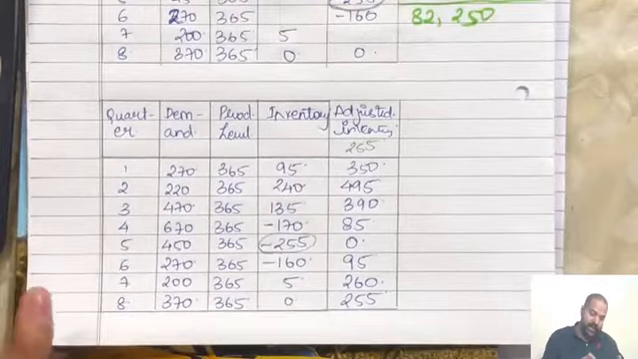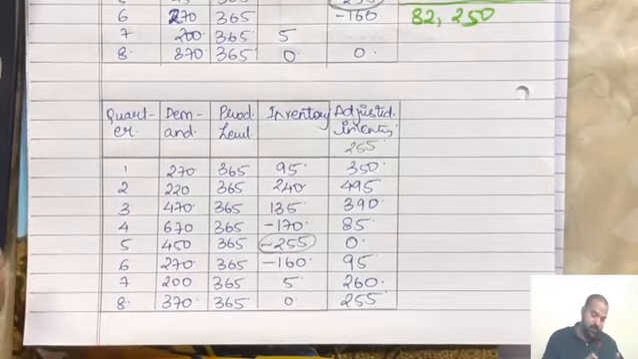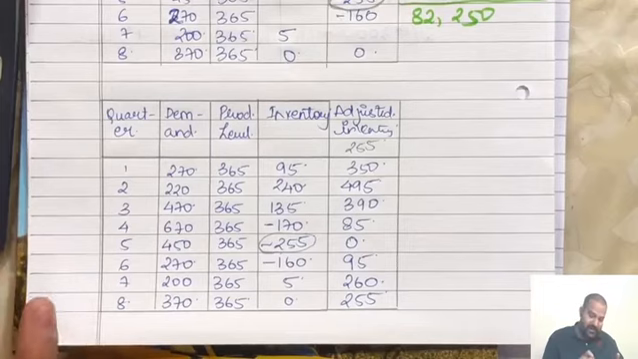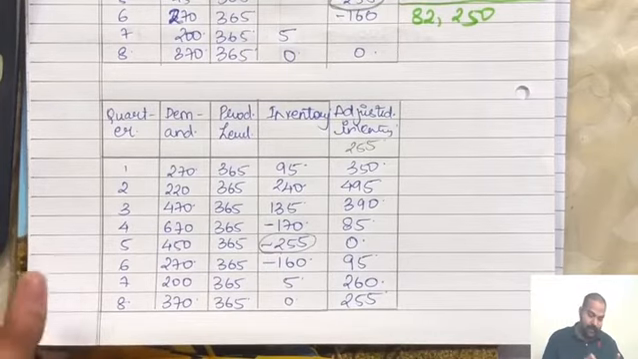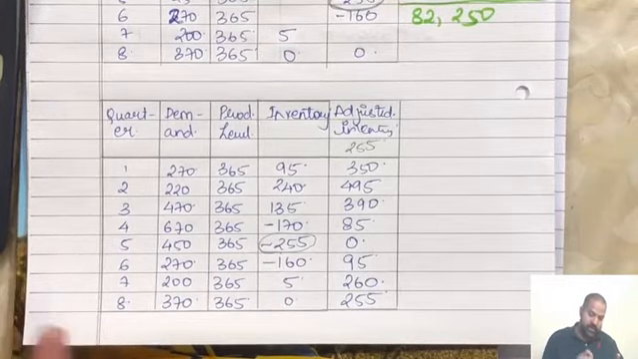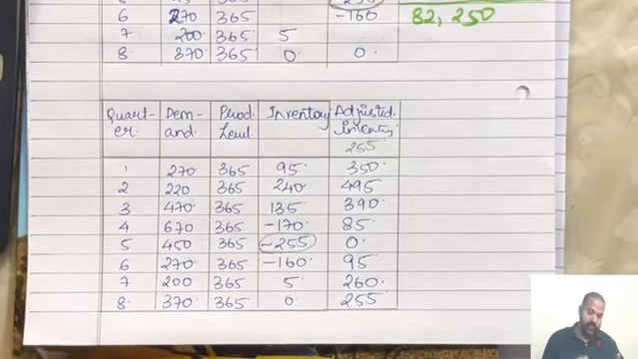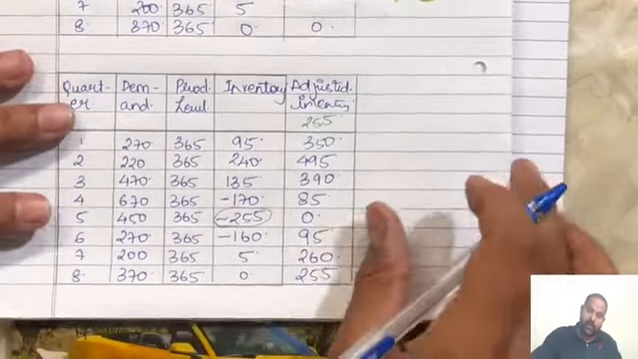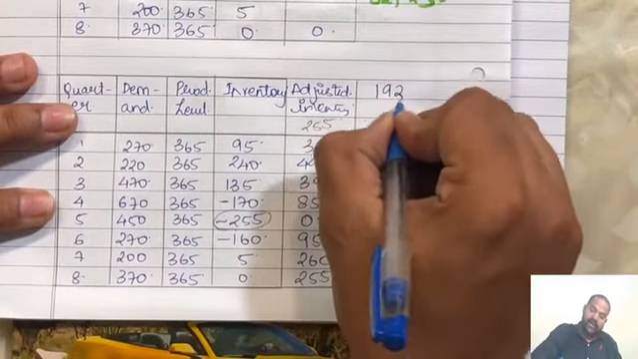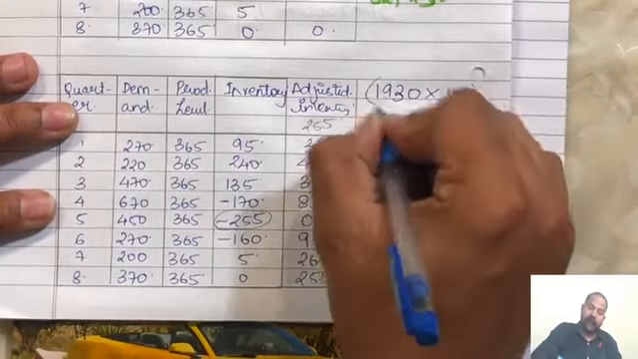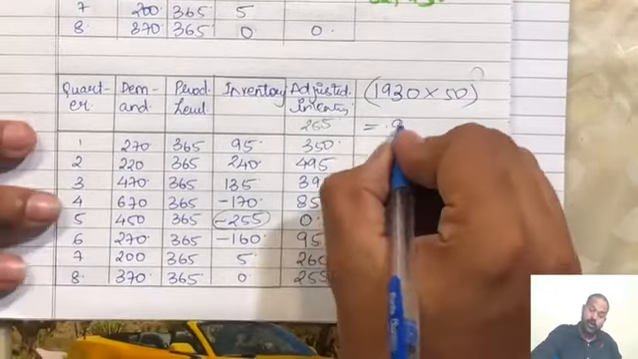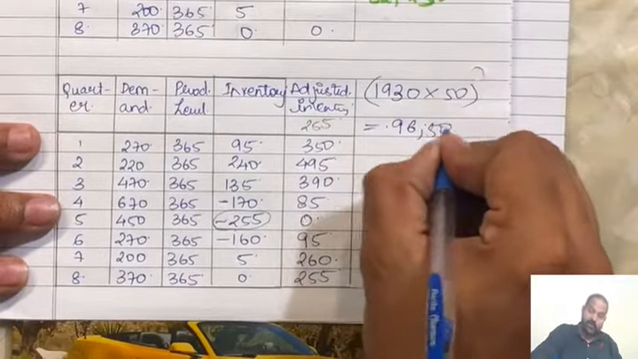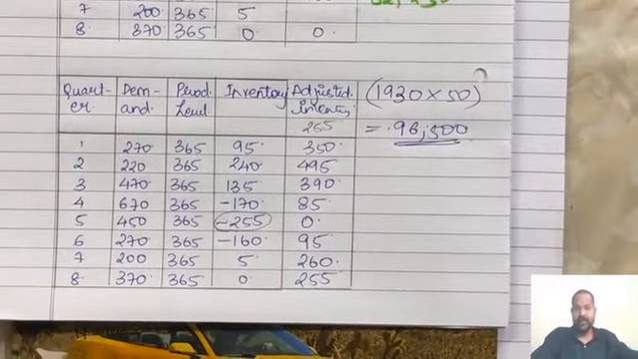What is the total inventory that we've carried? The total inventory carried is 350 plus 495 plus 390 plus 85 plus 95 plus 260 plus 255, and the answer is 1930. You carried a total of 1930 units in your inventory. I am charging you 50 rupees per unit per quarter. You owe me 96,500 rupees for the inventory carrying strategy.